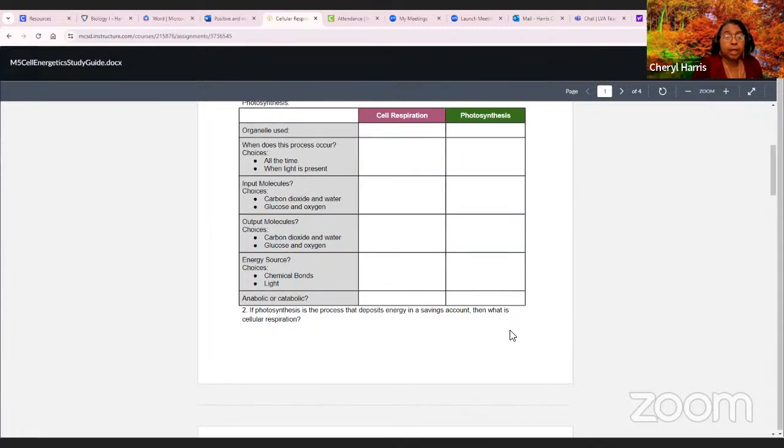Okay. All right. For cellular respiration, are we storing the energy source for this reaction? Is it going to be the chemical bonds, or is it going to be light energy?